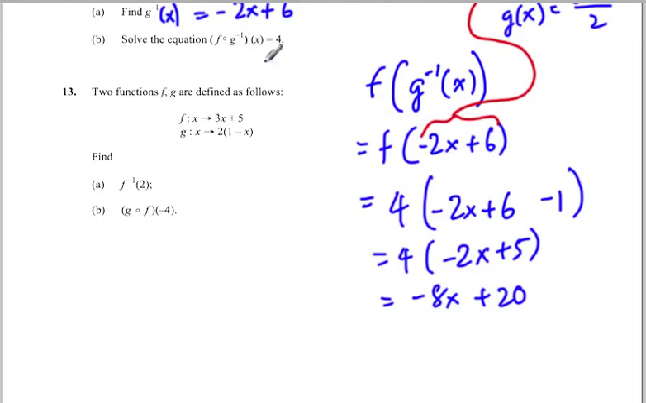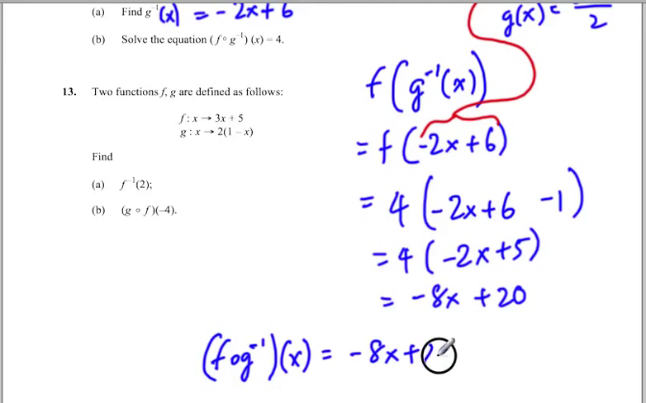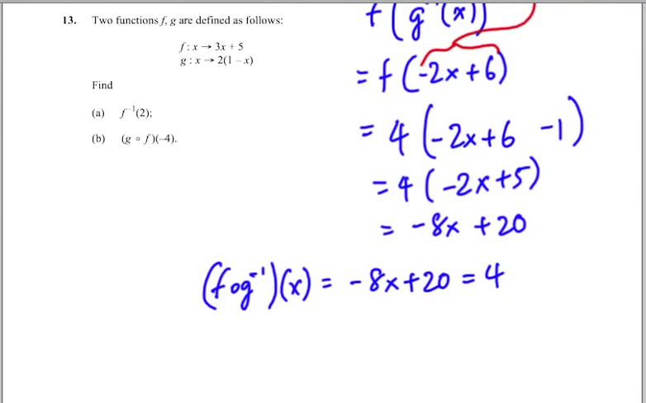In other words, this expression right here is equal to 4. So f of g inverse of x, which is equal to negative 8x plus 20, is equal to 4. So all we have to do is just solve for x. So this is actually quite straightforward.